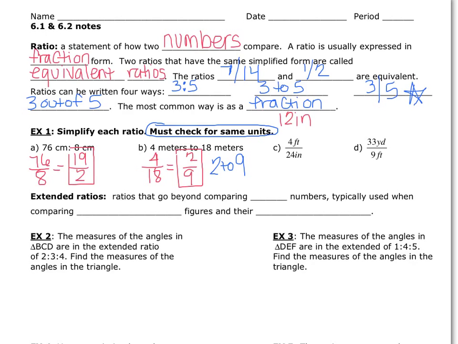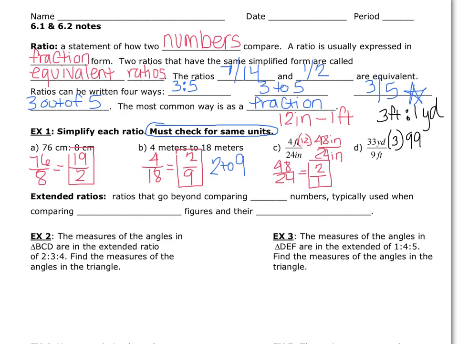There are 12 inches in every foot. So what I have to do is multiply this by 12, and I would get 48 inches over 24 inches. That's 48 over 24, which reduces to 2 over 1. That's your reduced ratio. Next, 33 yards to 9 feet. Well, there are 3 feet for every 1 yard. So you multiply this by 3, and then you get 99 feet over 9 feet. And that reduces to 11 over 1.